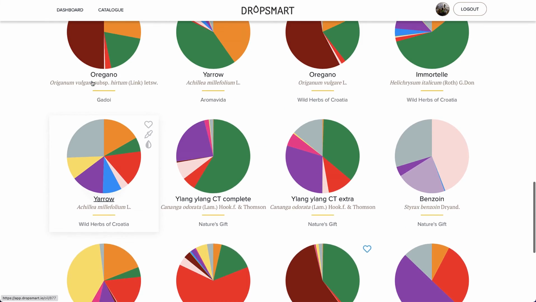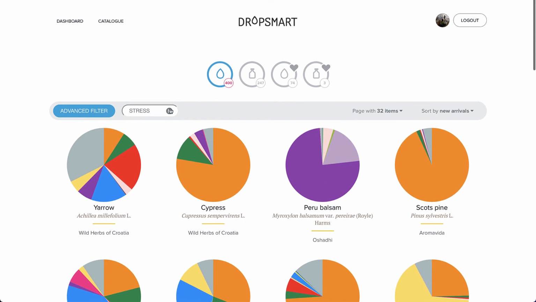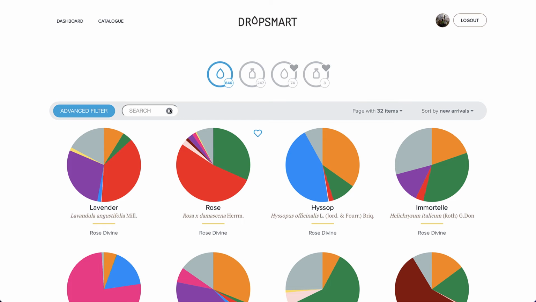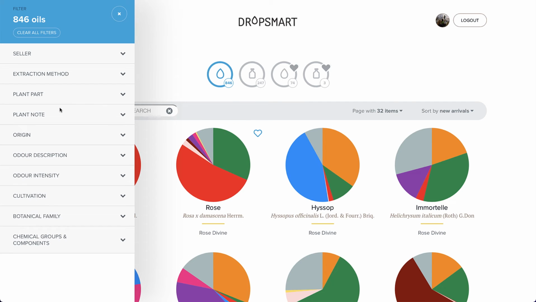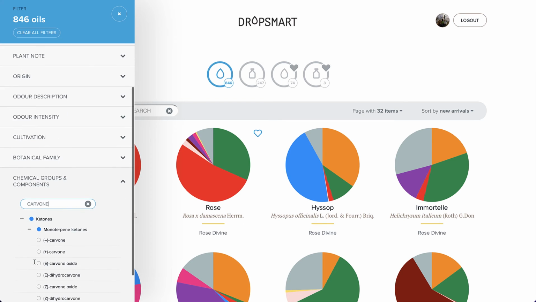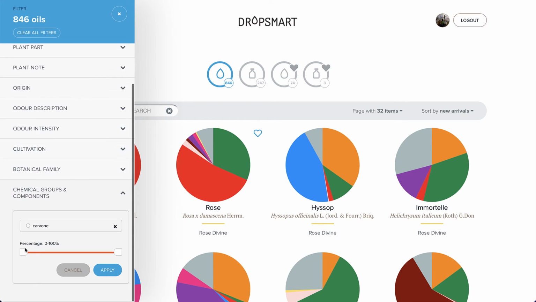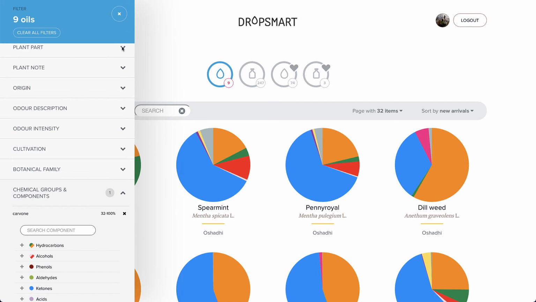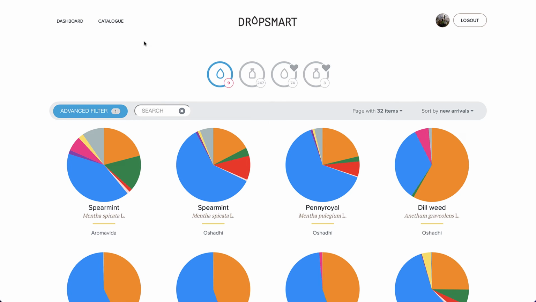We go back to the catalog, and I will erase stress, because as I said, only a small amount of essential oils that we have available actually have scientific research. A little bit more have been written about, but definitely not all 500. So that's why I want to broaden your opportunities by taking a look at chemical constituents. So let's take a look at this one, carvone. Here it is. And I will take a look at oils that have over, let's say, 32%. Look at this. Very interesting essential oils.